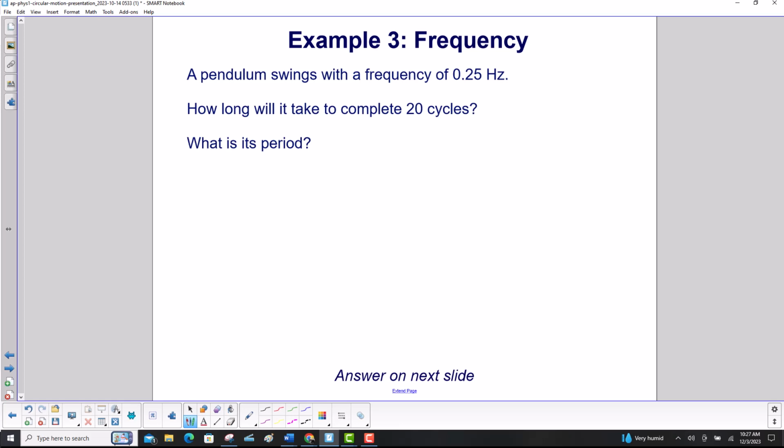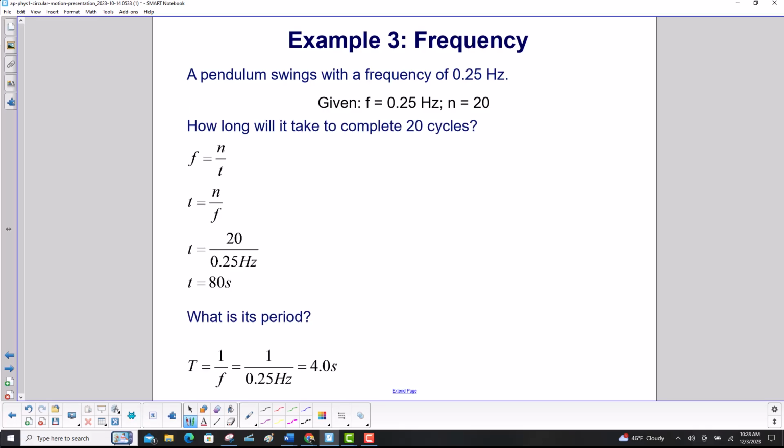A pendulum swings with a frequency of 0.25 hertz. How long will it take to complete 20 cycles? And what is its period? Start with the frequency formula, but we're looking for time, t. So we rearrange the equation, so it's t equals n over f. Substitute in 20 for n, 0.25 for hertz, and we get a time of 80 seconds. And then to find the period, we just take the inverse of the frequency. So it's 1 over 0.25 hertz, or 4 seconds.